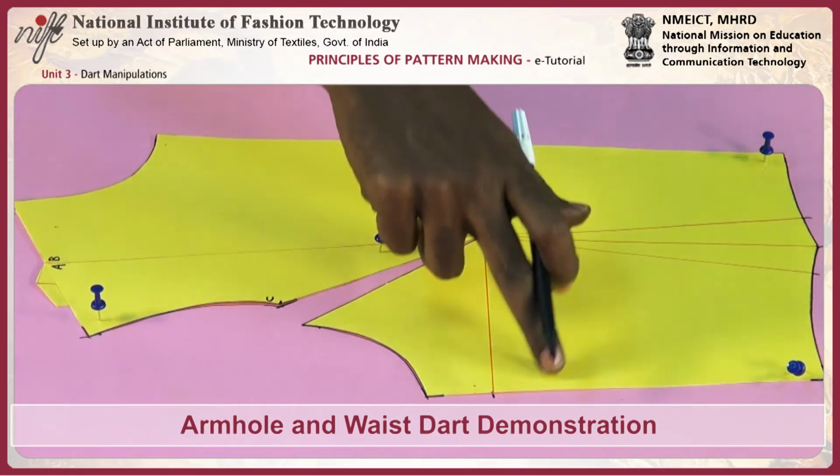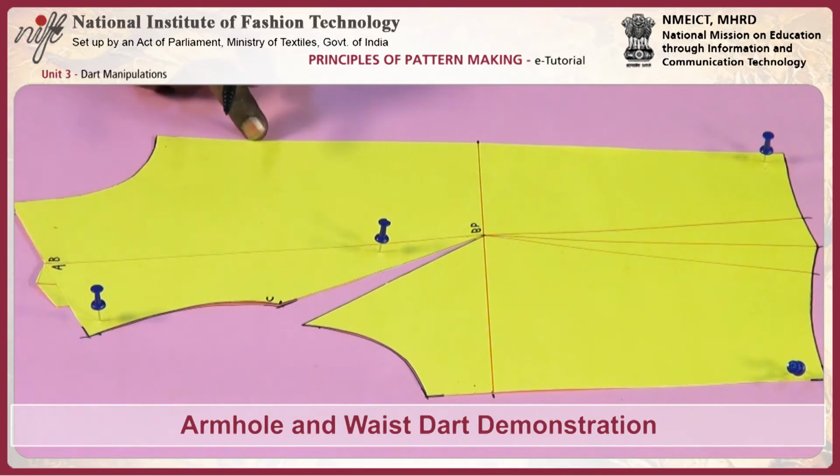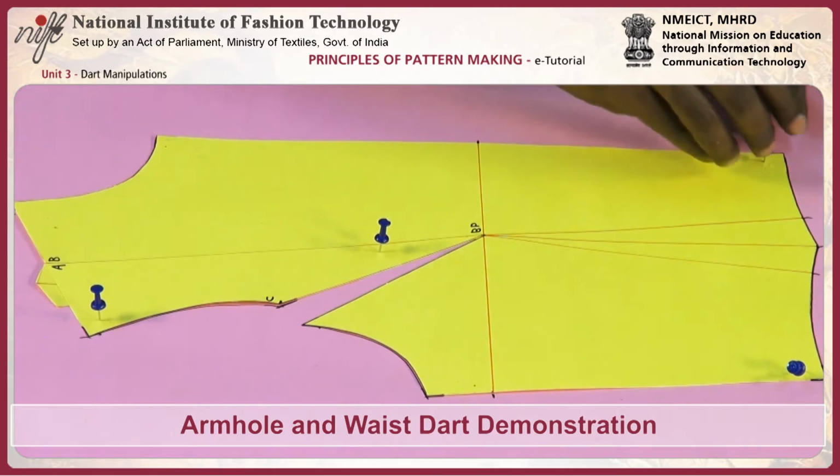Since the side seam, shoulder and center front line are straight lines, you need not mark them now. Confirm you have marked all the necessary markings, then remove the working pattern.